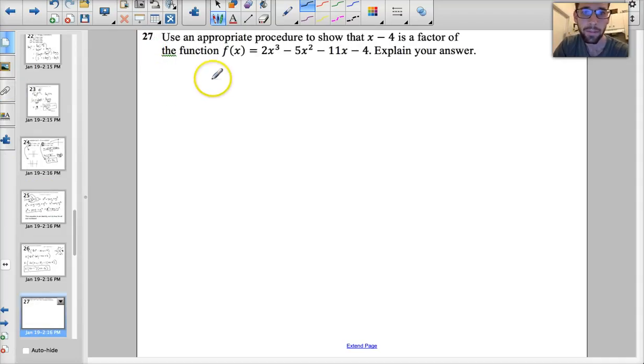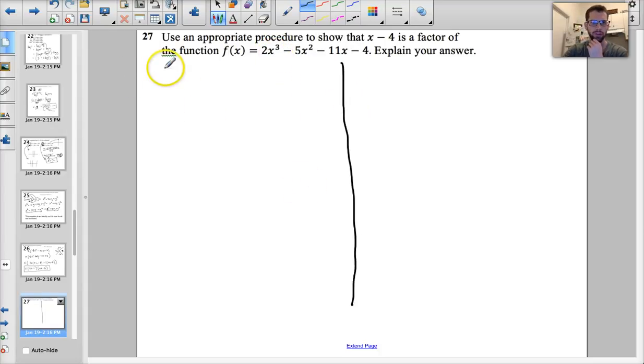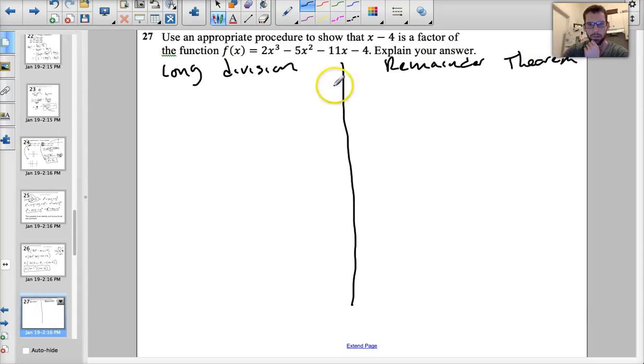Number 27. It says use an appropriate procedure to show that this is a factor of that. Explain your answer. There are two ways I could do this, right off the top. I could do long division, or I could do the remainder theorem. For the remainder theorem, I want to see if this is a factor of this, so that means I need to plug in a positive 4.